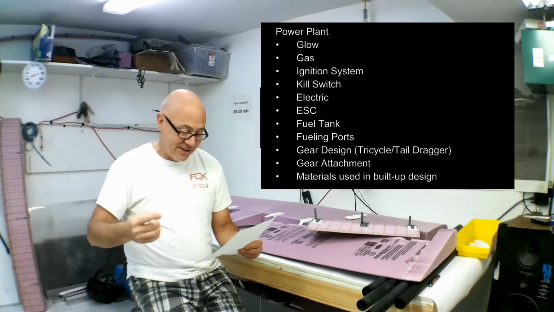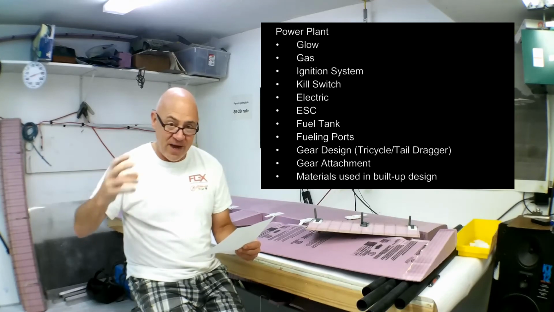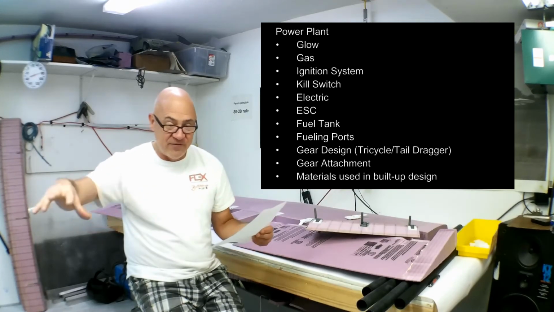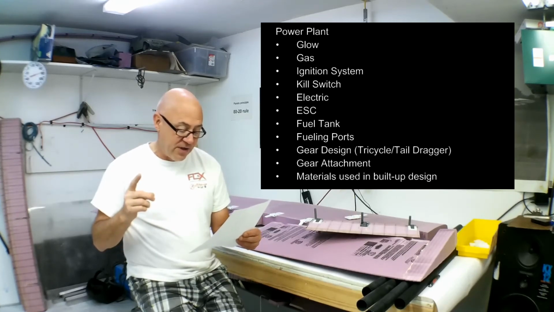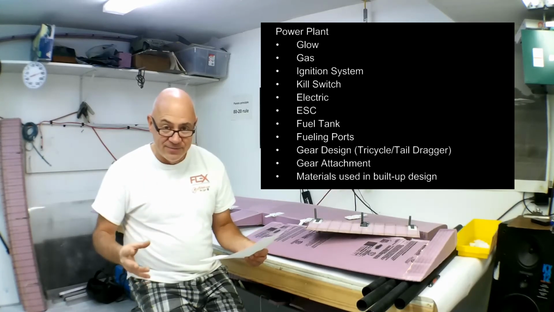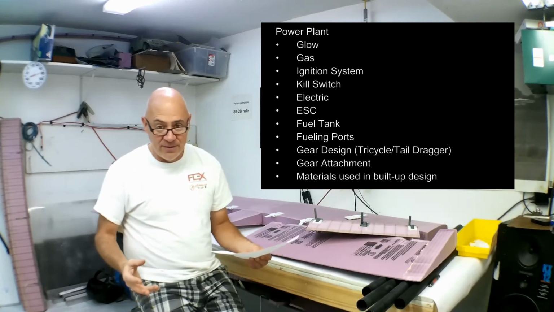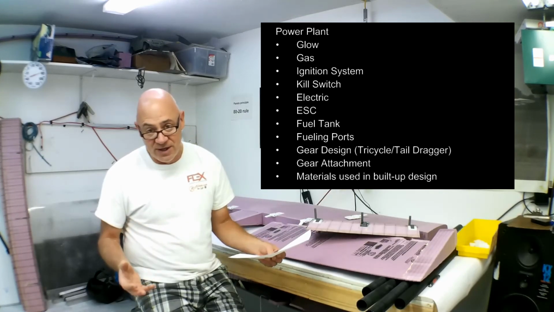You've got ignition system. You've got kill switches. If you're electric, you've got the motor, the ESC, and battery placement. This all needs to be figured out, where it's going to fit in your fuselage. Then you've got to start thinking about maintenance. Okay, how do I maintain that airplane? How do I understand that airplane? How do I make sure things aren't shaking apart?